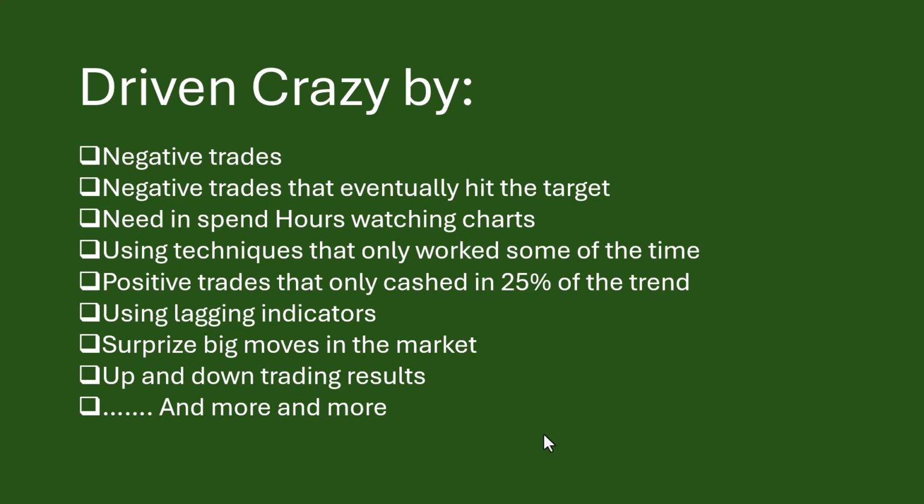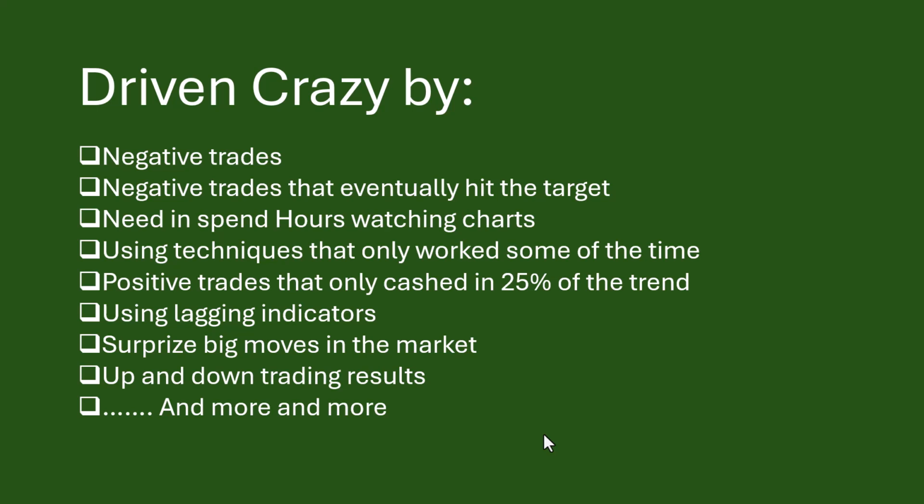So I was being driven crazy by, firstly, negative trades that simply hit your stop, boom, and that's the end of the story. No more discussions, on to the next trade. Then the more frustrating ones were the trades that hit your stop and then eventually go and hit your target. So that's even more frustrating. If only my stop was smaller, I could have hit my target, that kind of thing.